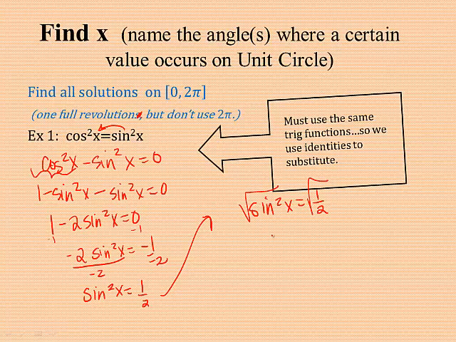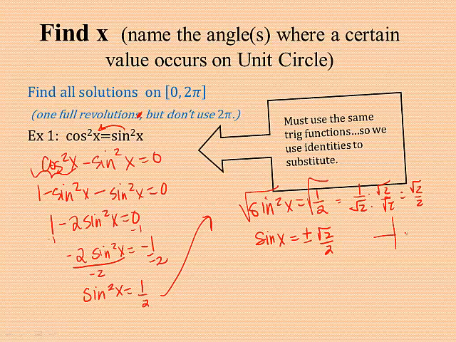So I get the sine of x equals plus or minus. When I do that, I get 1 over the square root of 2, right? But you have to rationalize that, which gives me the square root of 2 over 2. So it's plus or minus square root of 2 over 2.